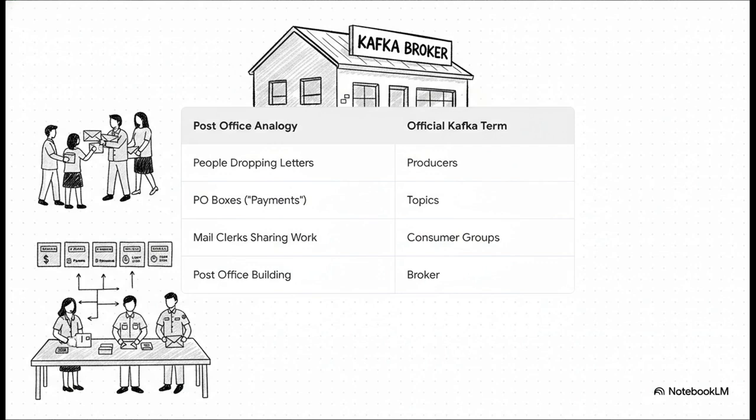So you've got people dropping off letters at the post office, right? In Kafka, those are your producers. They're the apps creating the data. And the PO boxes, you know, the ones labeled payments or user clicks, those are your topics. Then you have the mail clerks who all work together to sort through the mail. That's a perfect picture of a consumer group. And the whole post office building itself, the physical place where everything happens, that's your Kafka broker. See? It lines up pretty well.